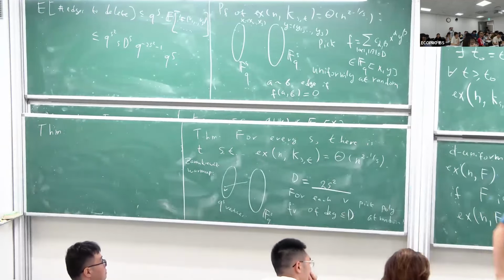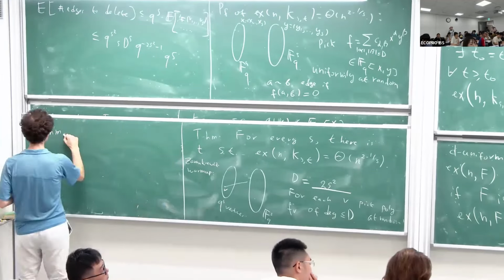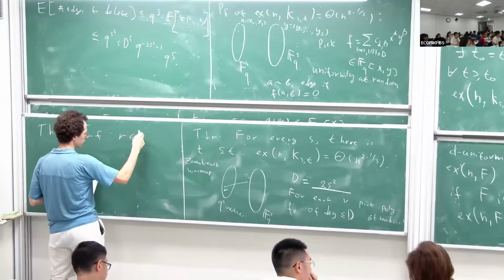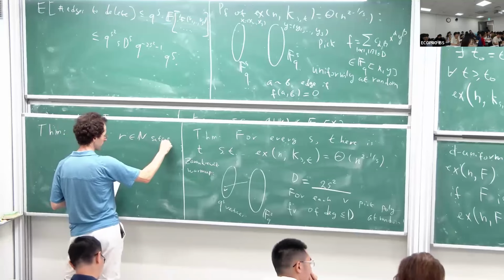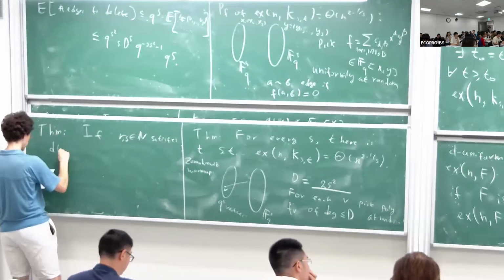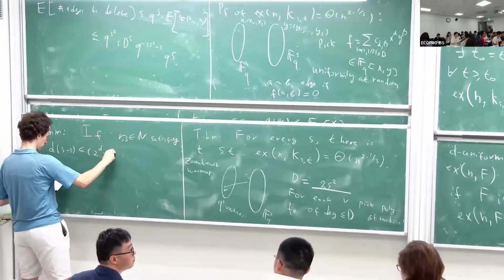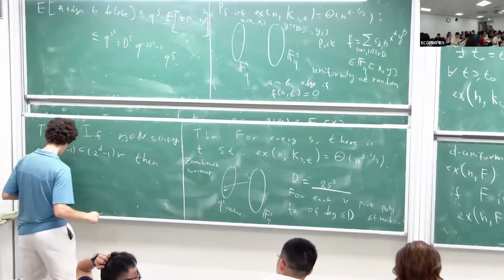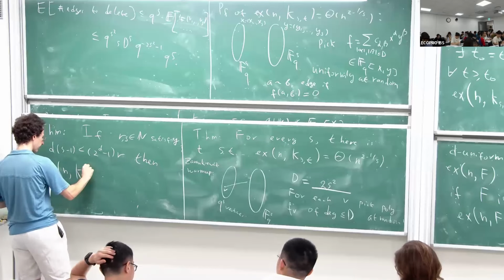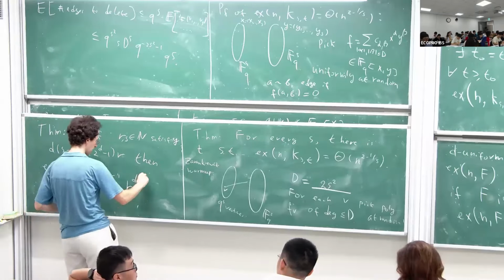Let me look it up, otherwise I'll mess it up. The theorem: if r and s are natural numbers satisfying d minus 1, s minus 1 and d minus 1 r, then the extremal number of this is at least a constant times n to the power d minus d r over this.